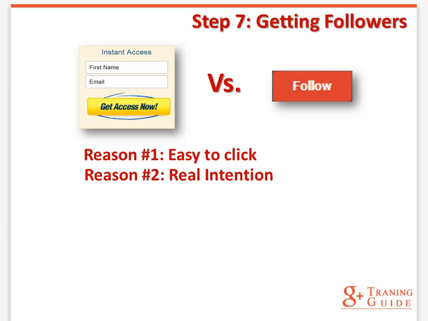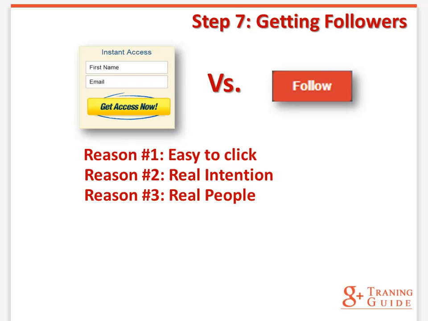Reason number 2, real intention. Opt-in on a form does not say whether people are really interested in your content. They could just be curious and may not care about your emails. The word follow and the action of clicking on it is a real indicator of the intention that a person has, manifesting that he or she truly likes your page as well as your topics.